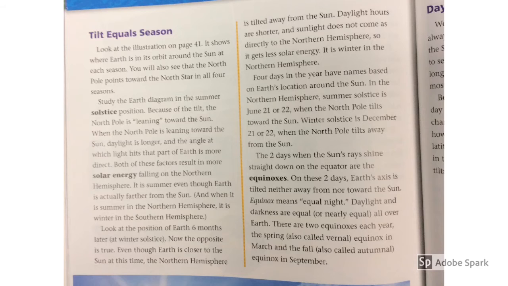Look at the position of Earth 6 months later. Now the opposite is true. Even though Earth is closer to the Sun at this time, the northern hemisphere is tilted away from the Sun. Daylight hours are shorter, and sunlight does not come as directly to the northern hemisphere, so it gets less solar energy. It is winter in the northern hemisphere.